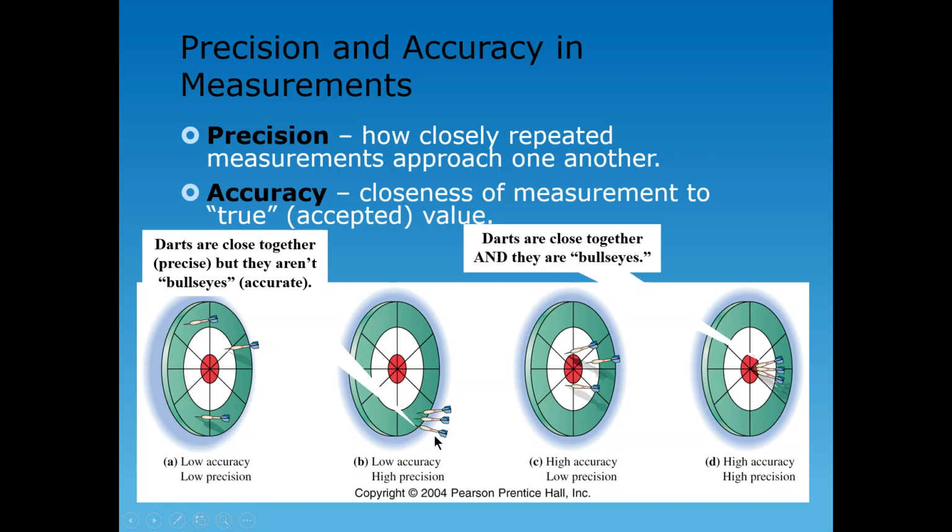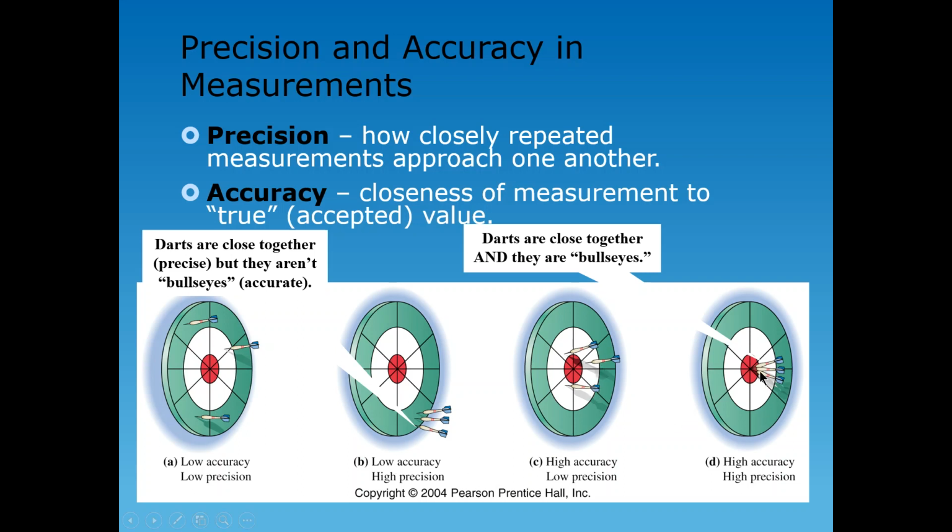In the case of this dartboard, where the three darts are close to each other, but of course they're not near the center, this represents a situation of high precision, but the accuracy is low because the darts are far from the center. Now here, the darts are relatively close to the center, but they're still kind of spread out. So this represents a low precision situation, but the accuracy is relatively high.